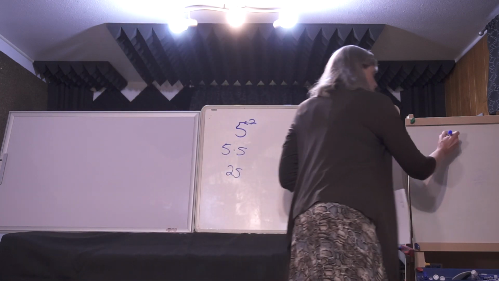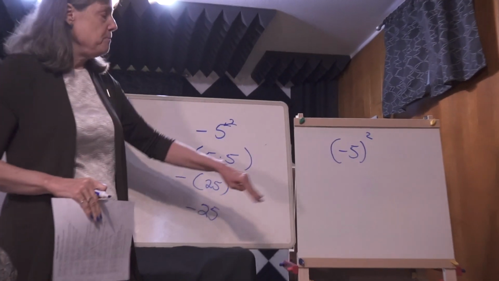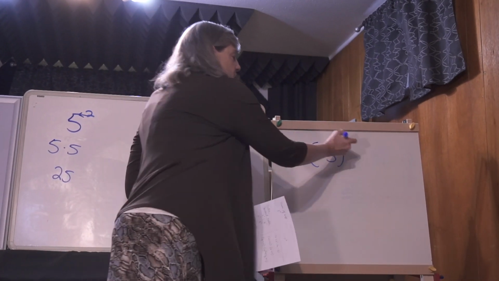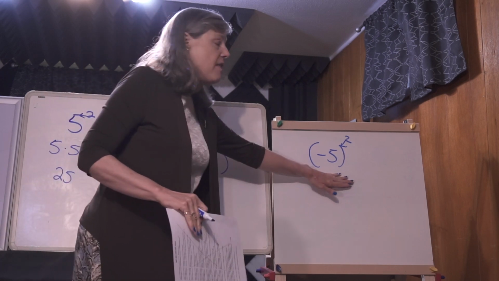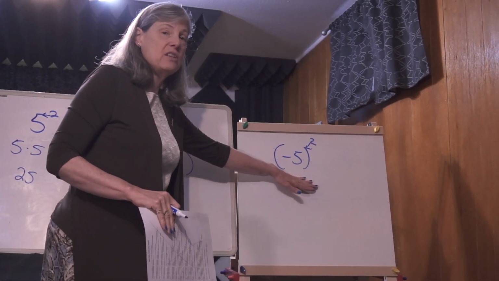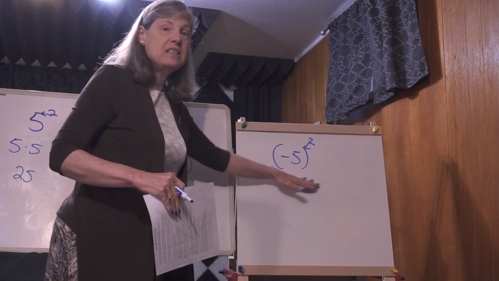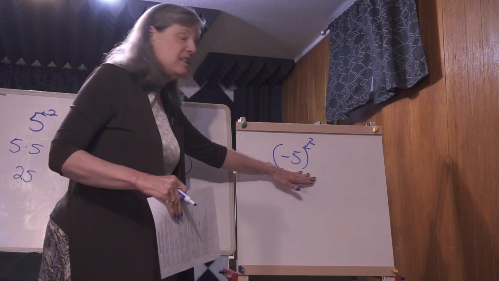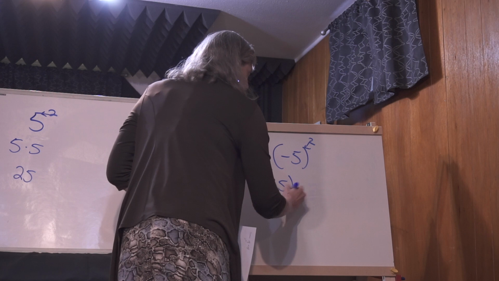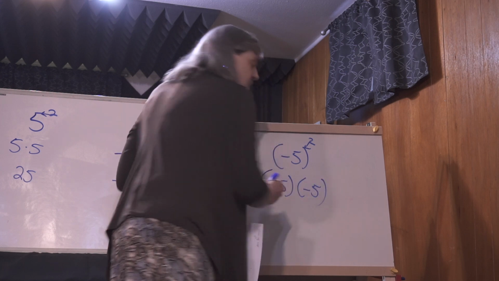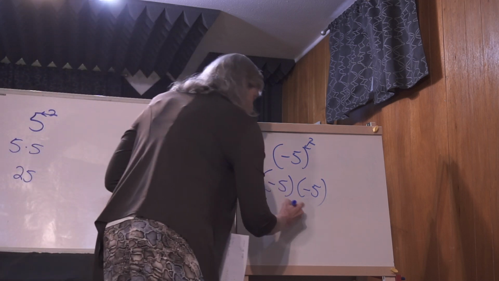Let's look at this. When this exponent reaches out, it hugs the parentheses. It touches the parentheses. So it hugs the parentheses. That means that everything inside the parentheses is its base. So now that means I've got negative 5 times negative 5. Well, negative times a negative is a positive, and 5 times 5 is 25.